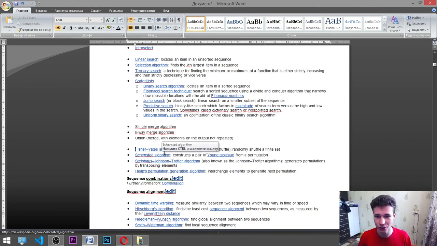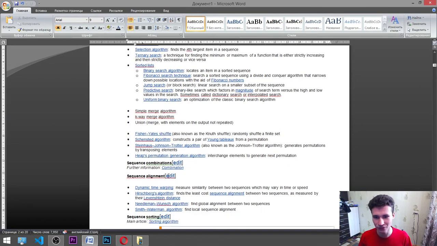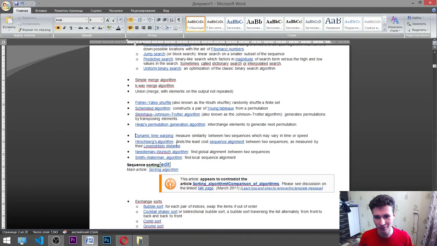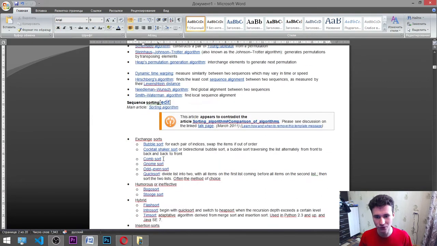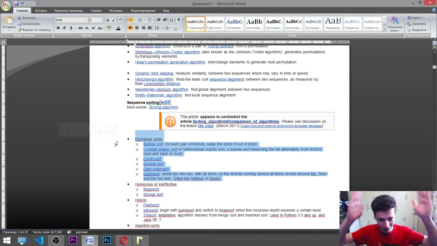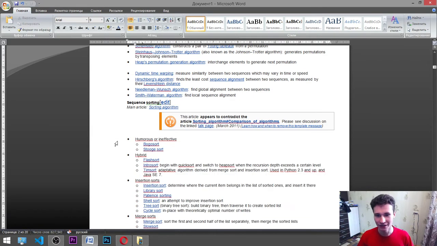Fisher–Yates shuffle need to learn, Schensted algorithm, Steinhaus–Johnson–Trotter, okay, algorithm need to learn, Heap's permutation generating algorithm, sequence alignment, dynamic time warping, Hirschberg's algorithm, Needleman–Wunsch algorithm, I heard about it, Smith–Waterman algorithm need to learn, okay, exchange sorts, right now we'll be sorting, comb sort, I know, gnome sort, I know, odd-even sort, quicksort, I know, exchange sorts, I know everything about them. Okay, delete.